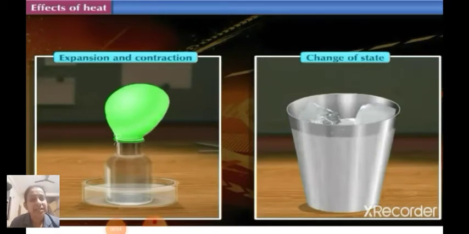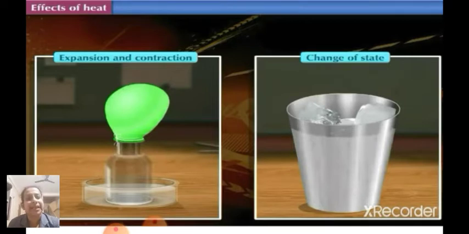In measurement and effects of heat, up to now we have learnt about how to measure the heat as well as temperature. We have also learnt about the devices which are used to measure the temperature as well as the heat. Today we shall learn about the effects of heat.